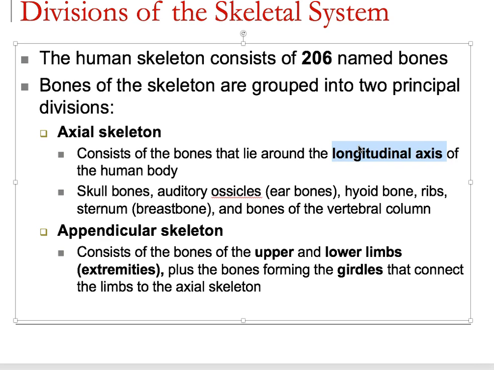Okay, as well as the skull bone, which actually has within it ear bones, right? You've already looked at those.